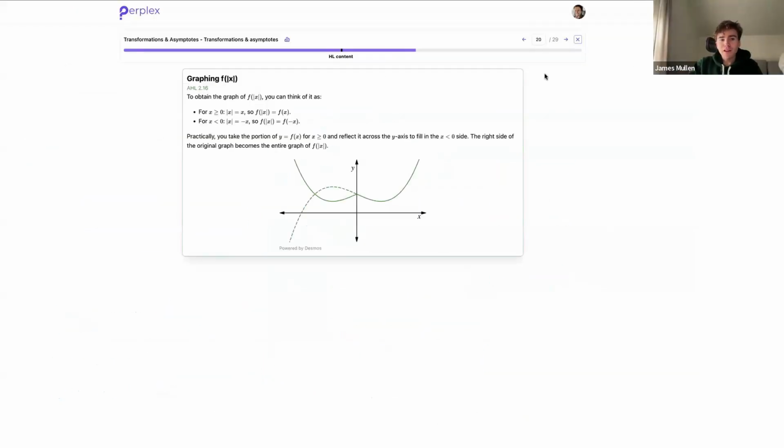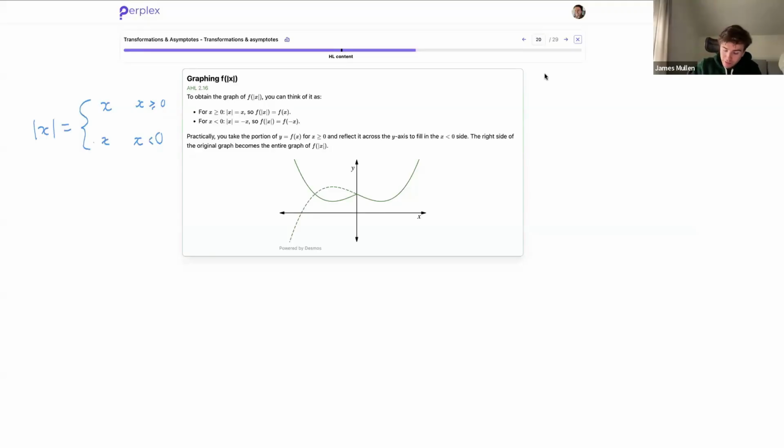So how do I graph f of the absolute value of x? To obtain the graph of f of absolute value of x, you can think of it in the same sense that the absolute value of x has the piecewise definition: absolute value of x is x for x greater than or equal to 0, or negative x for x less than 0. That means that when x is positive, f of absolute value of x is just the same as f of x. But when x is negative, then f of the absolute value of x is f of minus x.